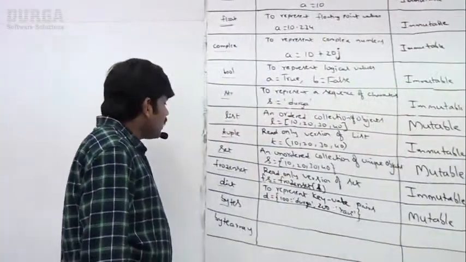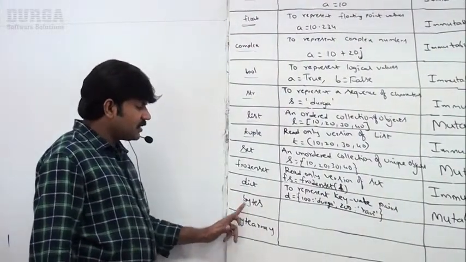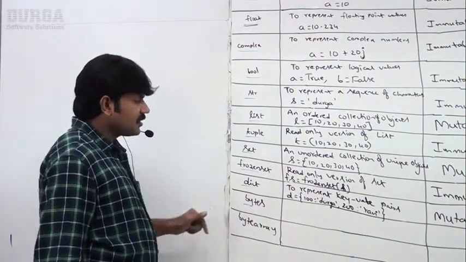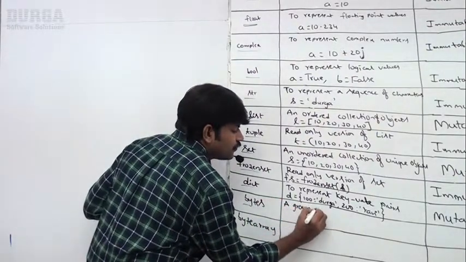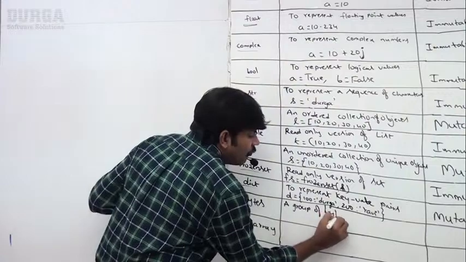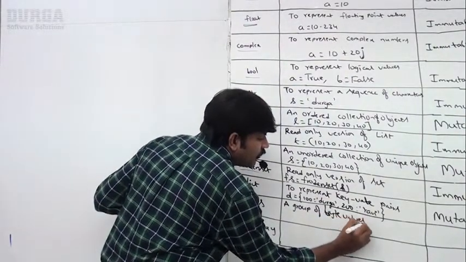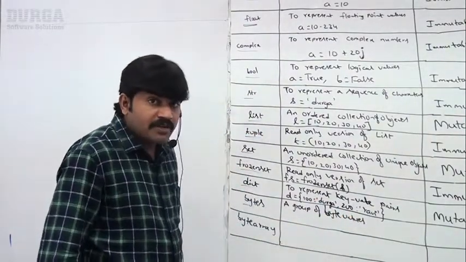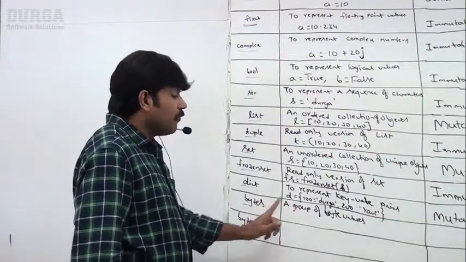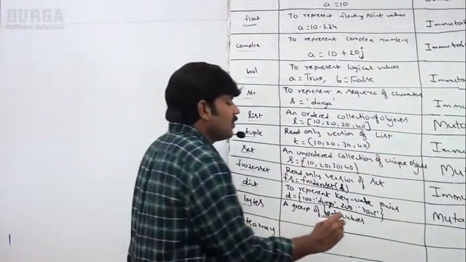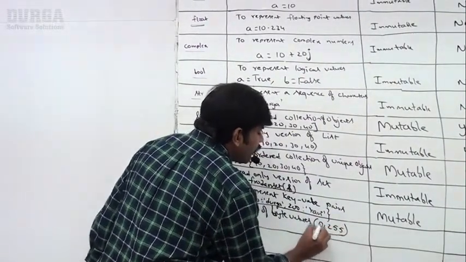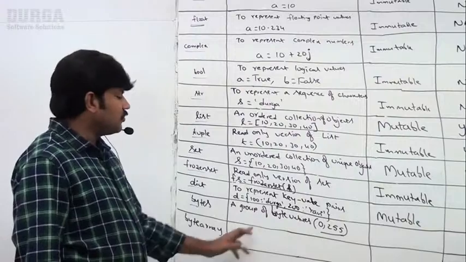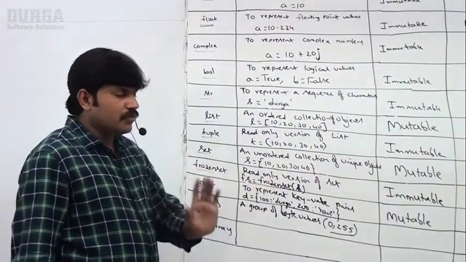Okay, well, sir, now what is the next one? Bytes and byte array. Bytes is a group of byte values, right? If you want to represent a group of byte values, then we have to go for the bytes type, but compulsorily the values should be in the range 0 to 255 only. Remember this one, 0 to 255 only.